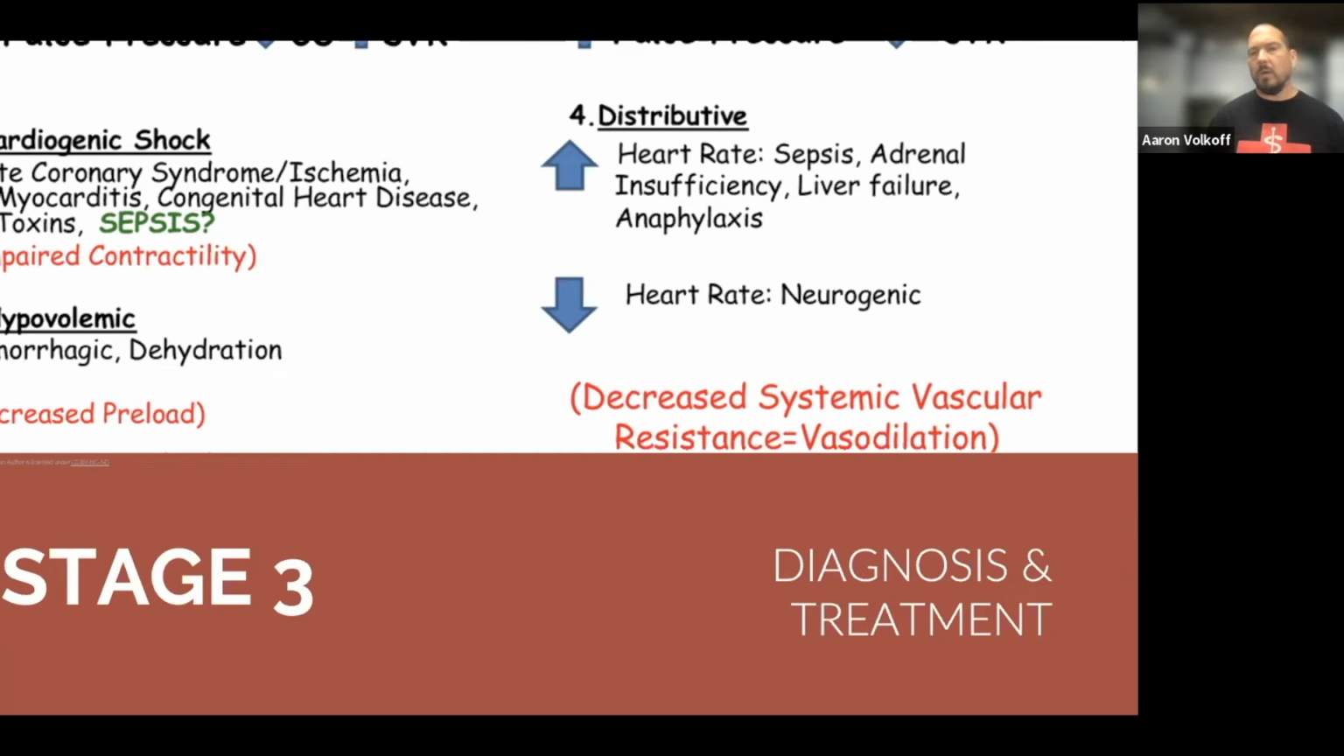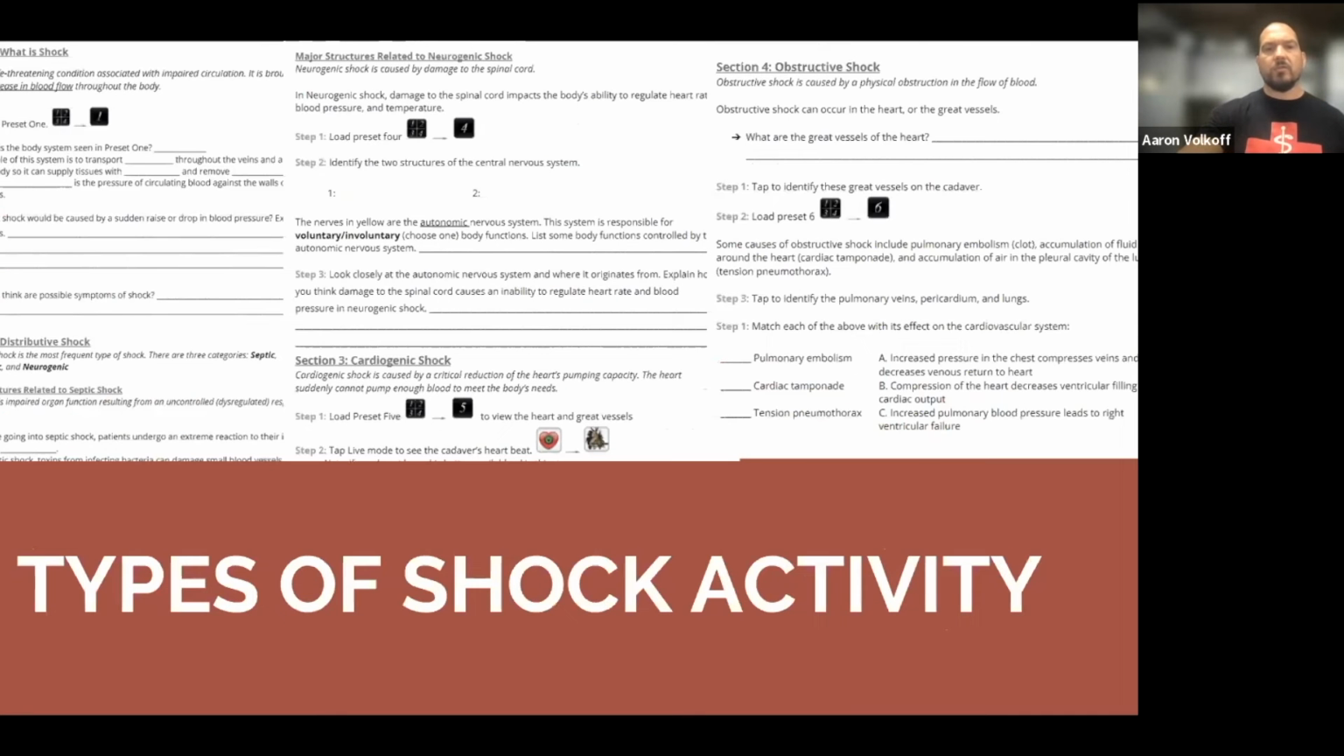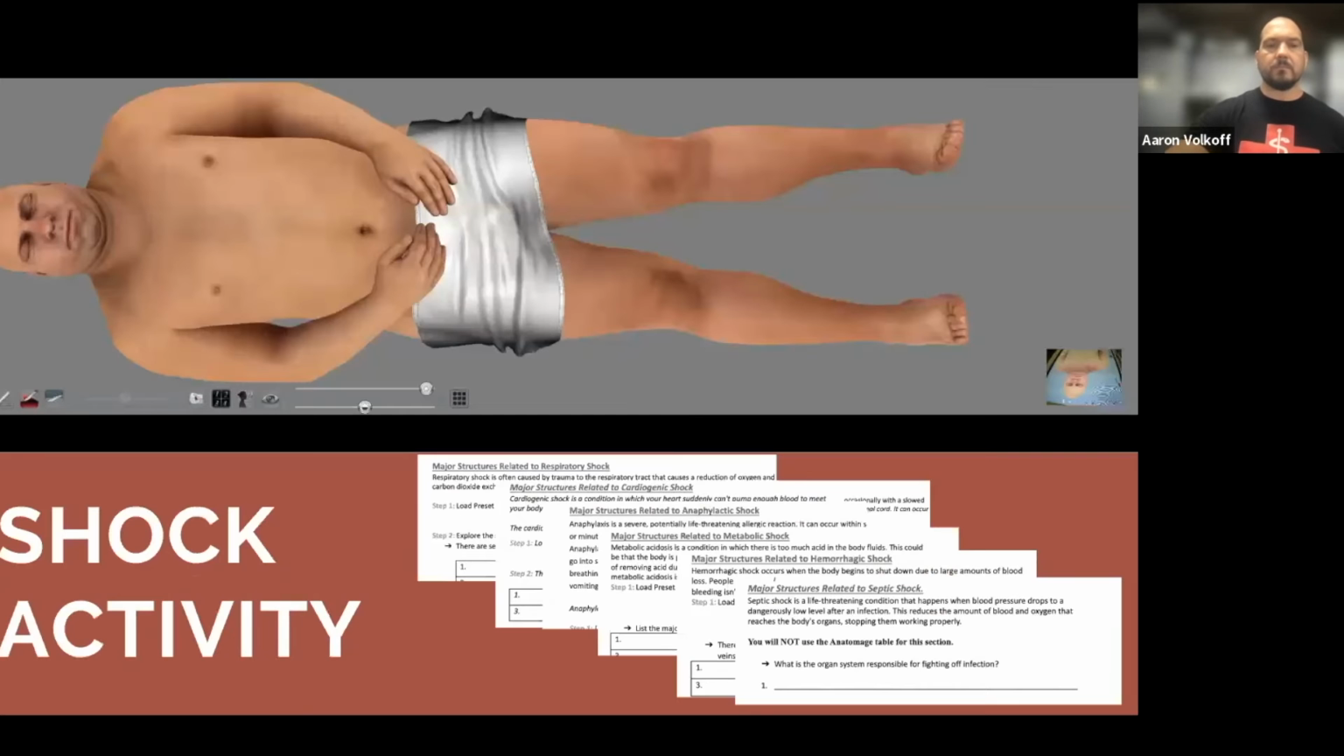And this is really where the Anatomage table comes in. It would be a really hard challenge to complete this without the Anatomage table. And that's the diagnosis and treatment. So this is where I talked about where I'm doing the long-term and the short-term case studies. This is where I bring in a short-term case study. So the first thing they do is they do the Anatomage types of shock activity.